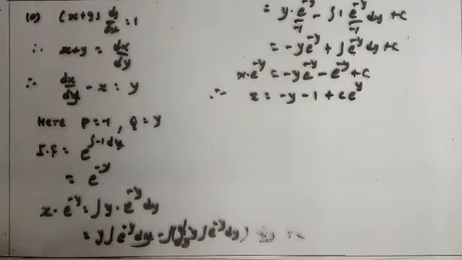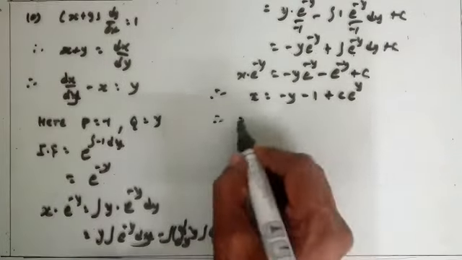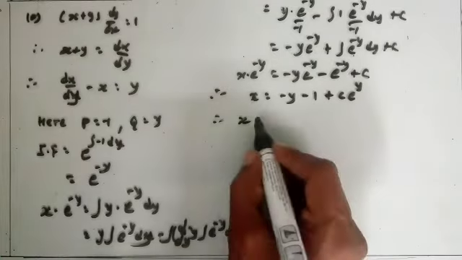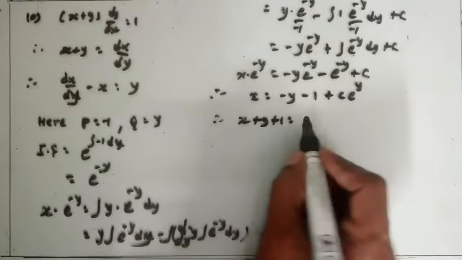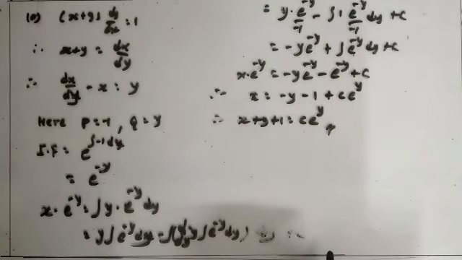Okay, that is x minus y minus 1, take this side, so plus y plus 1 is equal to c into e raised to y. This becomes the solution. Now question number 11.